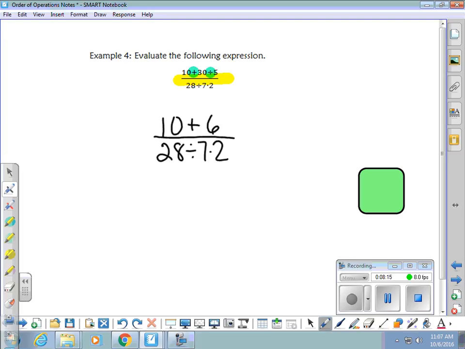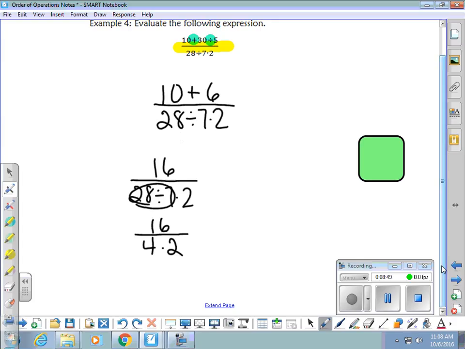I'm going to now finish the numerator. 10 plus 6 is 16. Still over that expression in the denominator. Now, I will go to the denominator. Division comes first, so I will divide. 28 divided by 7 is 4, multiplied by 2. Now, I say 4 times 2 and get 8. And finally, I'll be able to divide 16 by 8 and get my answer of 2.